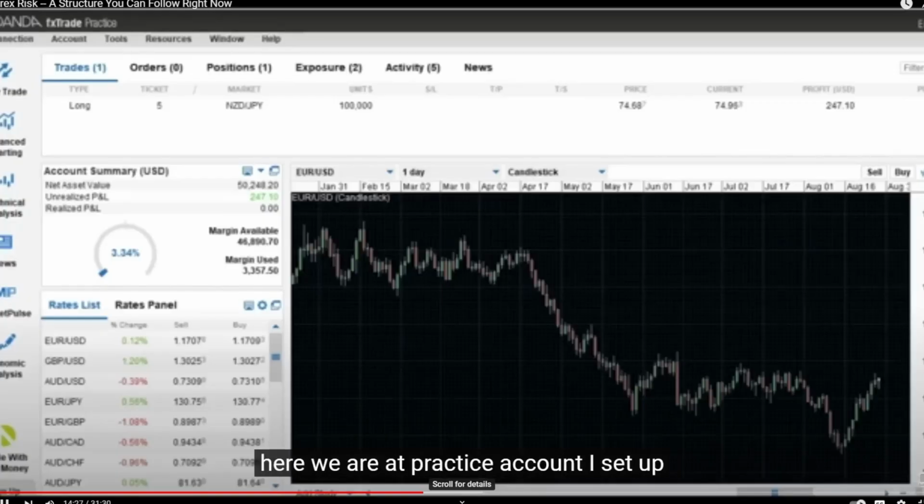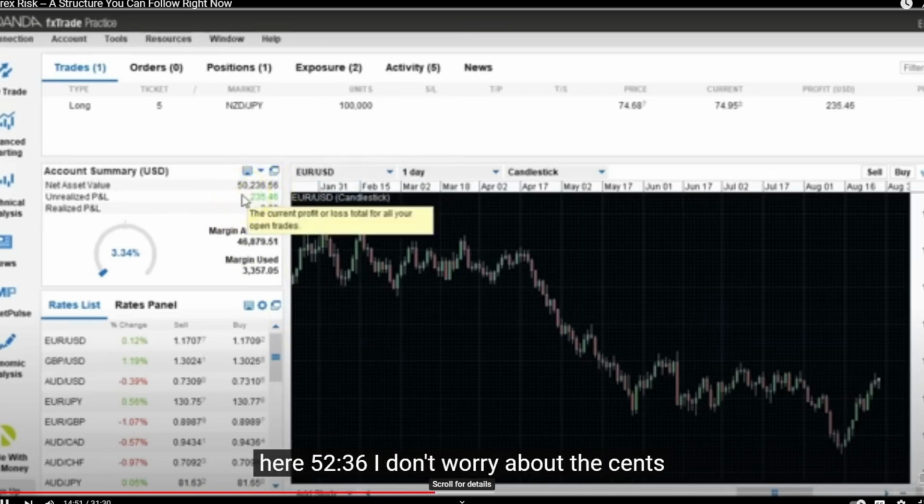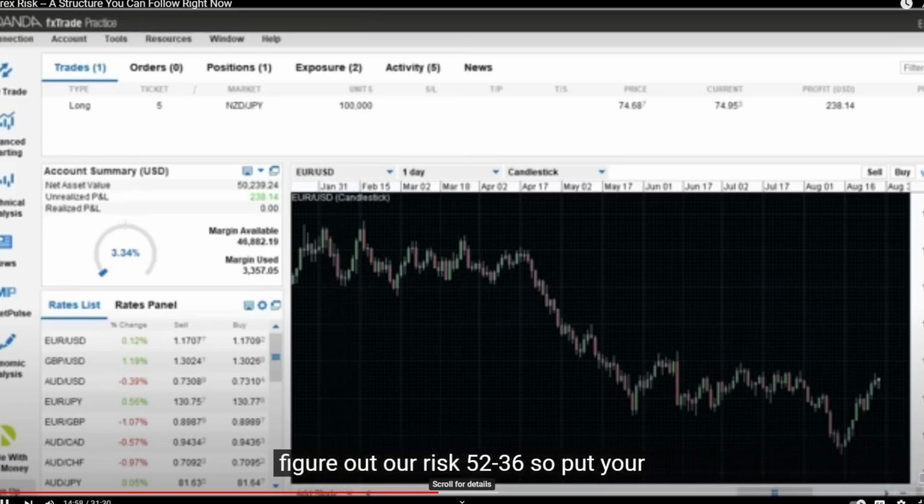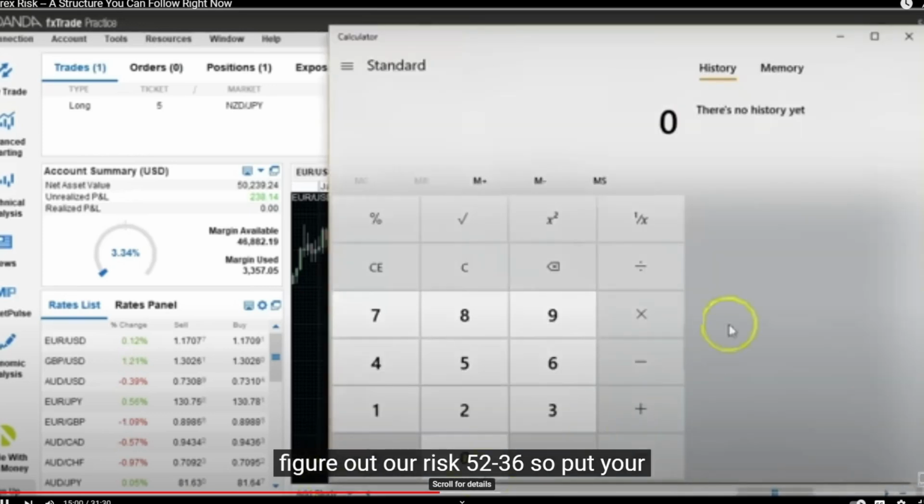So here we are at a practice account I set up through Oanda, just so I could show you guys what to do here. Now, I literally set this up yesterday, and I went ahead and entered a legit trade, so my number is not at an exact 50,000. So what I need to do is take where my account is right now. Yes, even if I have a trade open, this is the number I want right here. And it's moving, so I'll just go ahead and kind of freeze it right here, 52.36. I don't worry about the cents. But we're going to use that number to figure out our risk, 52.36.